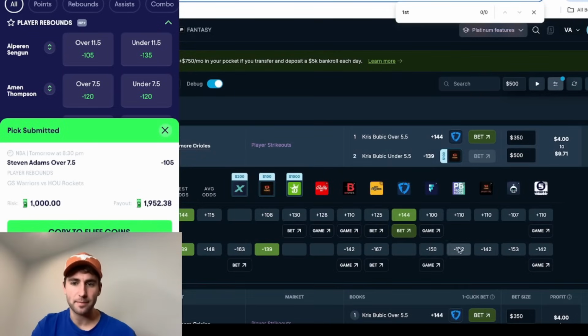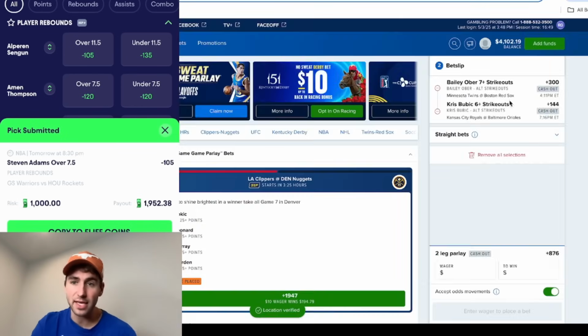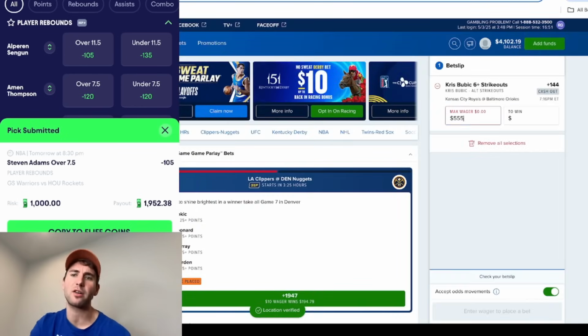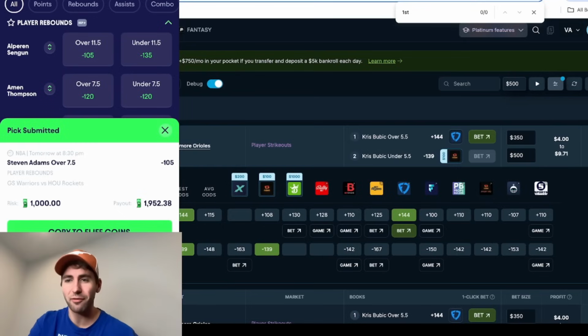Chris Bubick, plus 144 on FanDuel. FanDuel is arbitrage to Rebet. It's also arbitrage to BetOnline. No other book is offering above plus 130. It definitely seems like this play has value. I may have already locked it in. Yeah, I did. So they're giving me $0.